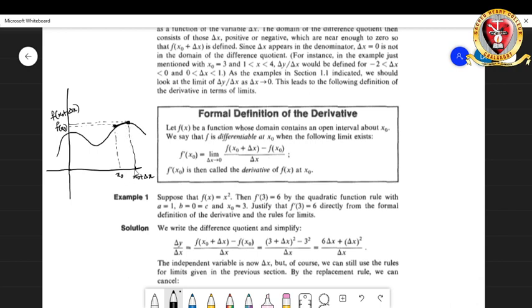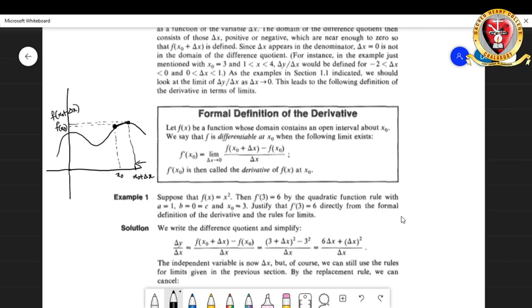Okay, as this is moving closer and closer towards x naught, as delta x is tending to 0, you know that x naught plus delta x is tending to x naught. So what happens is that this line which we have drawn moves closer and closer, and that will reach this point itself, and then we can say that what we are calculating is nothing but the slope. That's what we just said.